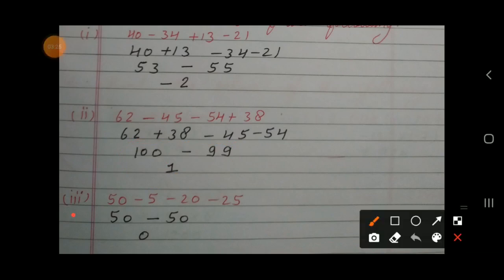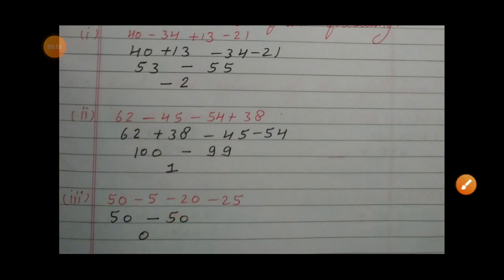Third part is here, 50 minus 5 minus 20 minus 25. Yes, only one number is here with a positive sign, that is 50, and minus 5 minus 20 minus 25. Add these all together. On adding these, you are getting minus 50. Yes, plus 50 minus 50, 0 will be the answer. This is your answer. Rest of this exercise, try yourself.